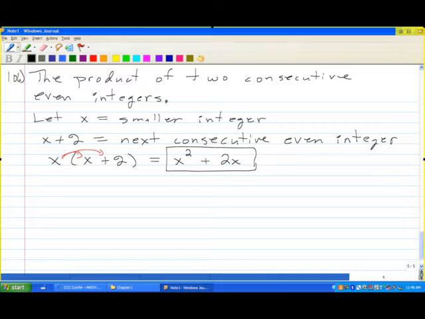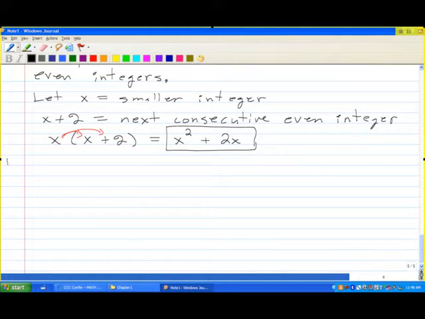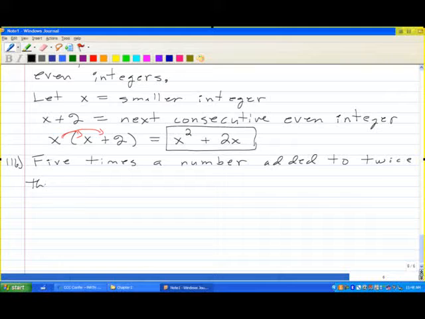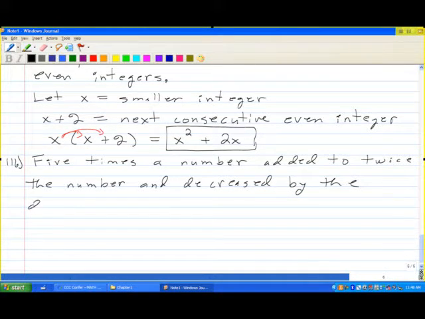Let's do problem 116. 5 times a number added to twice the number and decreased by the difference of the number and 8.